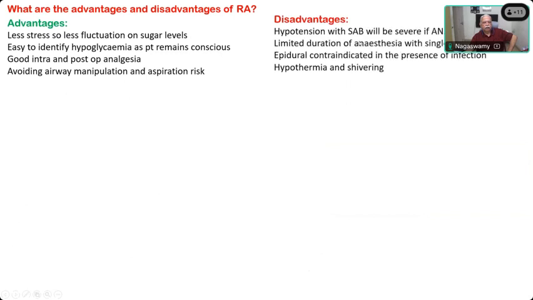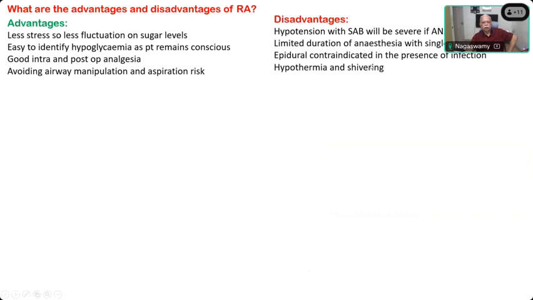Disadvantages: if you give SAB, there is more chance of hypotension, and especially if the patient has severe autonomic dysfunction, hypotension will be quite severe and not responding to the conventional treatment. So patients with very obvious autonomic involvement, better to avoid regional. Limited duration, so if surgery gets prolonged, the patient may require anesthesia.